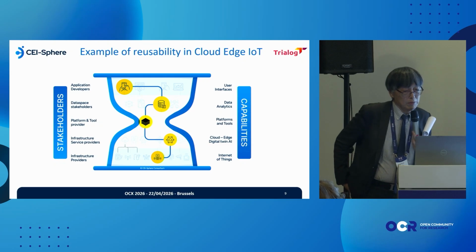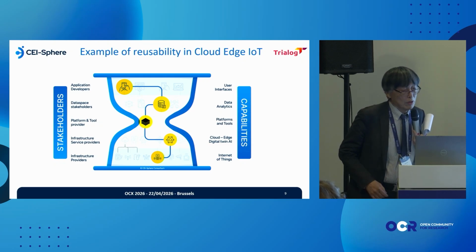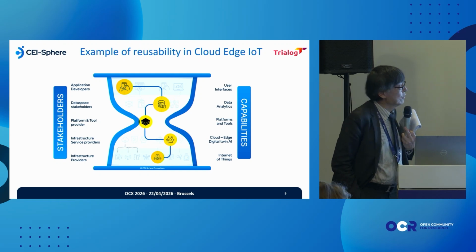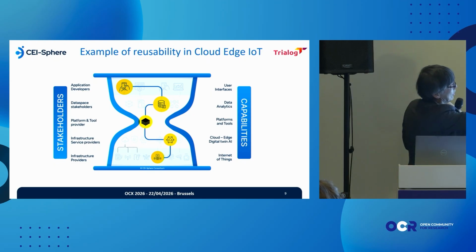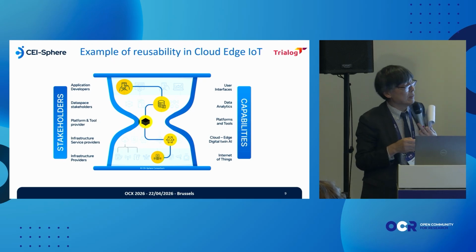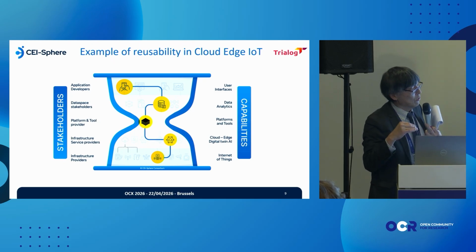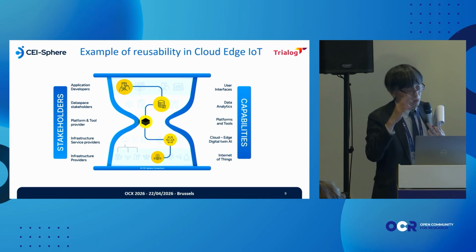So here's an example of usability that was created in the CI Sphere project, where we focus on CEI, Cloud Edge IoT. You see on the left you have stakeholders. So that's why you have only business people here. On the right, you have capabilities, technology, starting below from Internet of Things, Cloud Edge IoT, digital twin, platforms, data analytics, user interfaces.